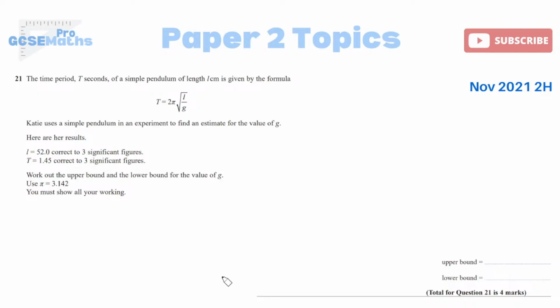So, question 21. The time period t seconds of a simple pendulum of length L is given by the formula t is equal to 2 pi square root L over g. So, quite a complicated formula as well. Katie uses a simple pendulum in an experiment to find an estimate for the value of g. Now, that's the key thing, because you see how t is currently the subject, but they are asking us for g. Here are her results.